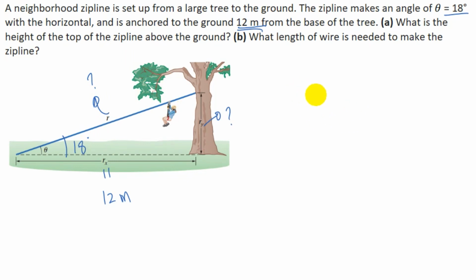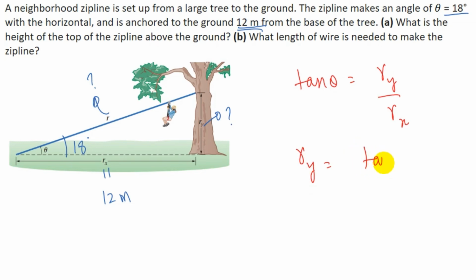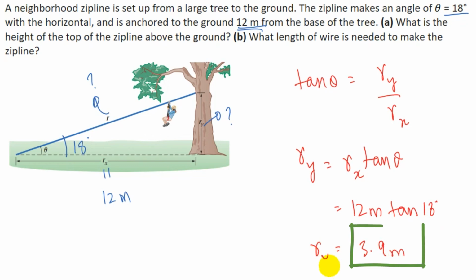Now we studied that tangent theta is equal to ry over rx. From here we can write that ry is equal to tangent theta times rx. Now rx we have 12 meter, theta we have 18 degrees, and this would be equal to 3.9 meter. So this would be the height.